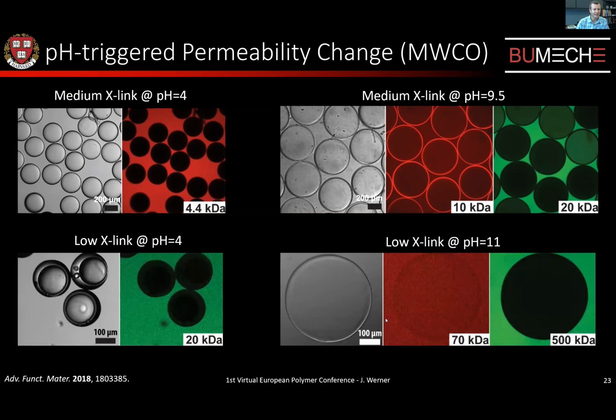Now, here are capsules that had a lower cross-link density. With the lower cross-link density at low pH, anything bigger than 20 kilodalton was still blocked at that stage. But when we increased the pH, in this case to 11, but even at 9.5 it was the same, we were able to diffuse 70 kilodalton macromolecules through the shell, while much larger molecules were still blocked. So there's quite a dynamic range that we can dial into these capsules by their cross-link density. And then once we have the capsules made, there's quite a range that we can span by triggering, in this case, with pH.